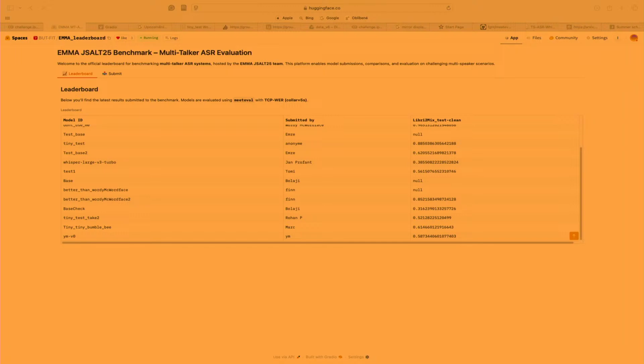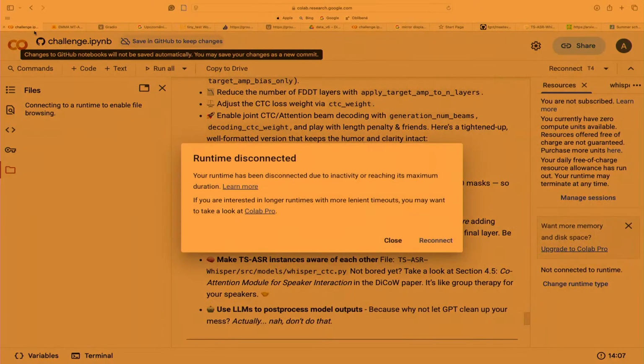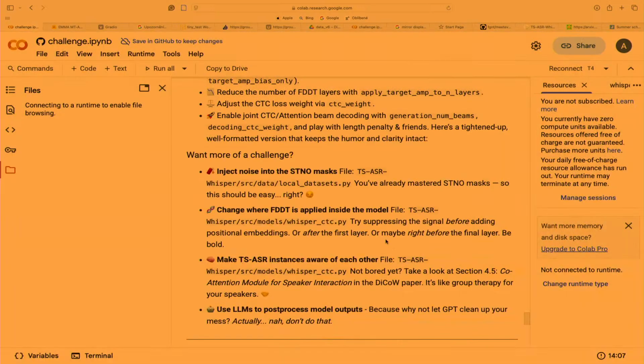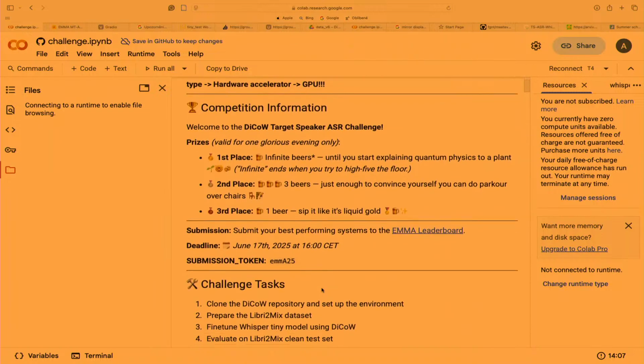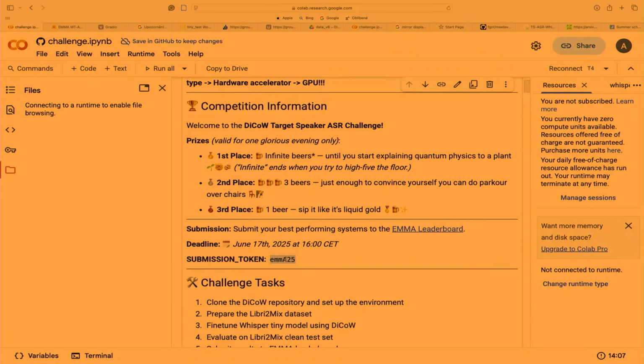So the token for submission is in the notebook. It's EMA25 with the A uppercase. You can find it also here. Here is the token.